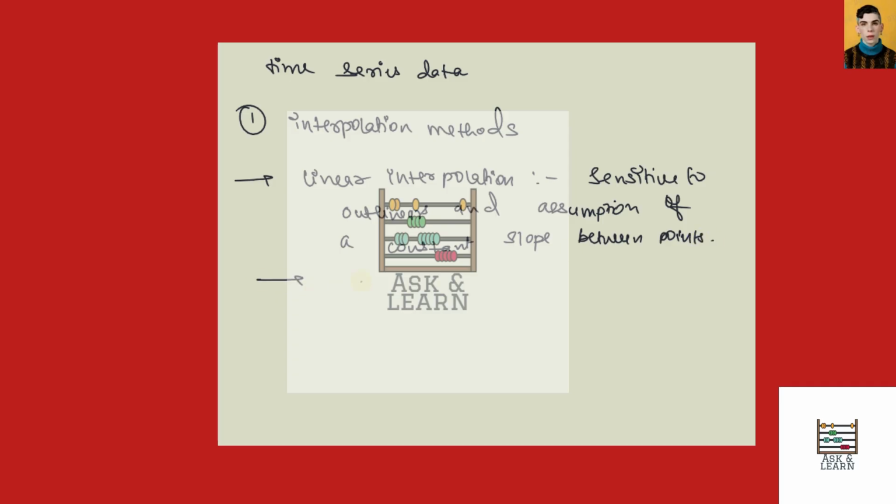Now, similarly, the second interpolation is polynomial interpolation. For polynomial interpolation, we know that the limitation here is that it is very crucial to avoid overfitting of polynomial degrees.